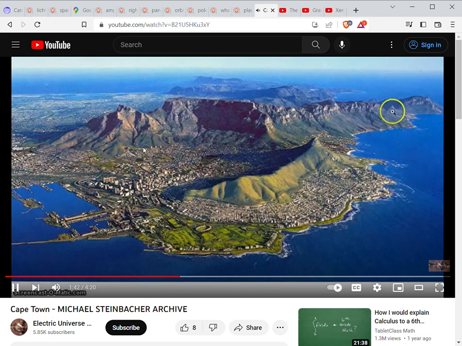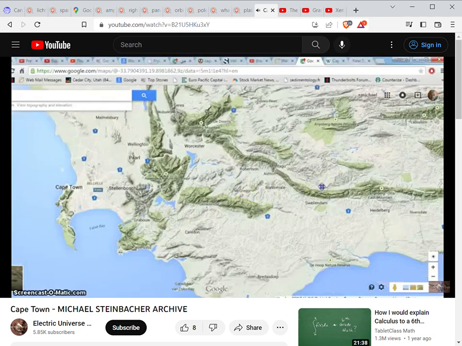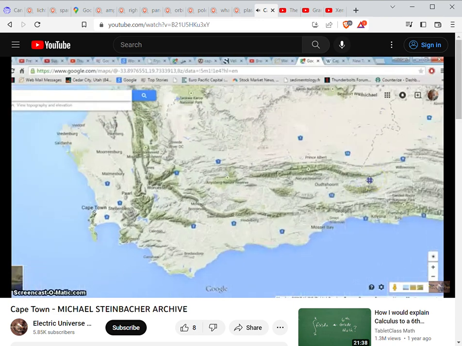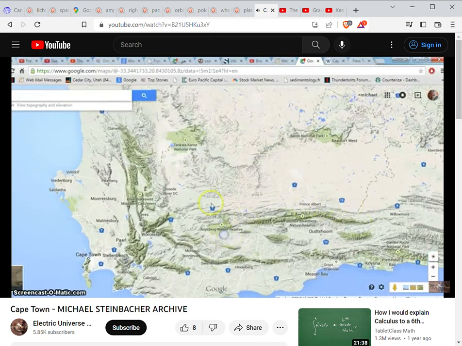But it seems to be electrical. It seems to be filamentary. These, what I refer to as filaments, are so interesting. They remind me of places north of Las Vegas where I see similar looking mountains.